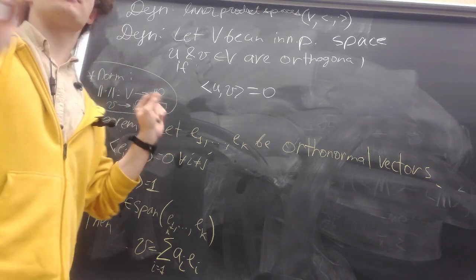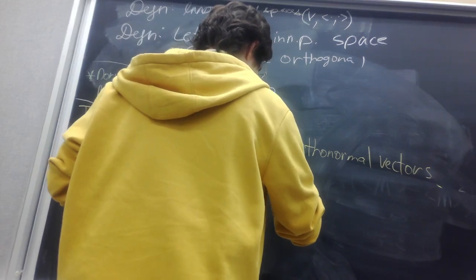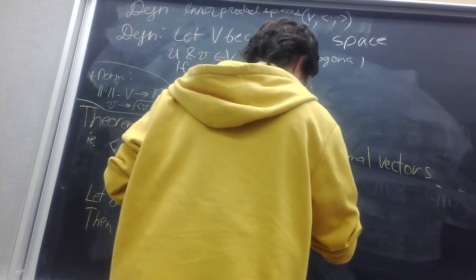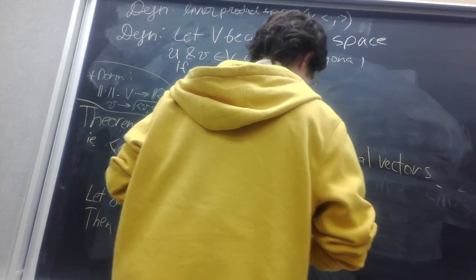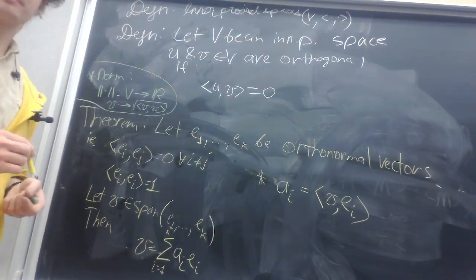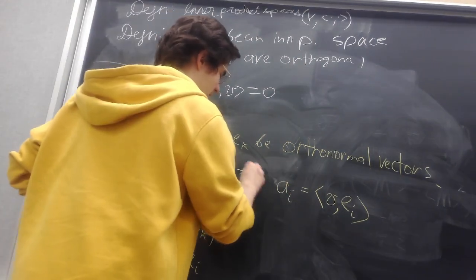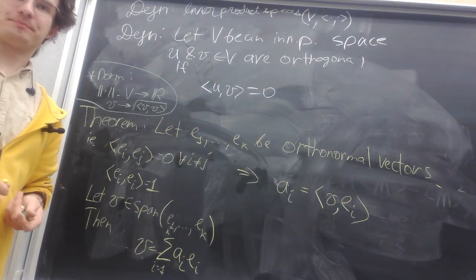So far all of this is obvious. I just defined what things are. Now, the statement of the theorem. The statement is that the ai are going to be given by V inner product Ei. So it implies that ai is equal to V inner product Ei.